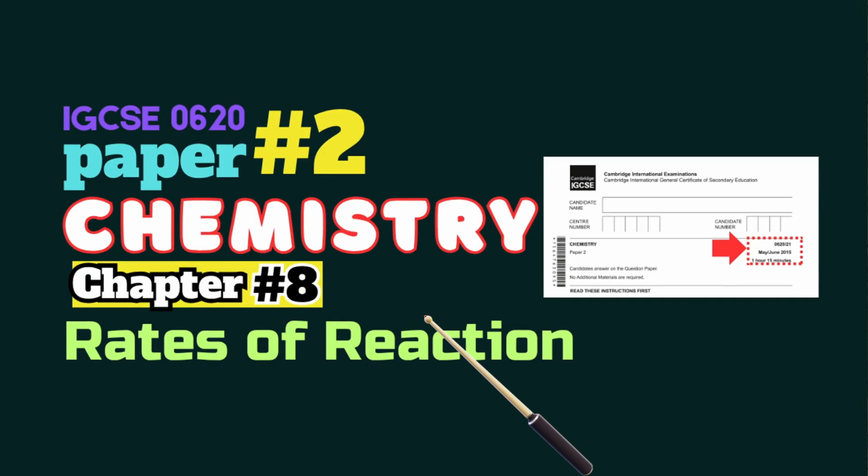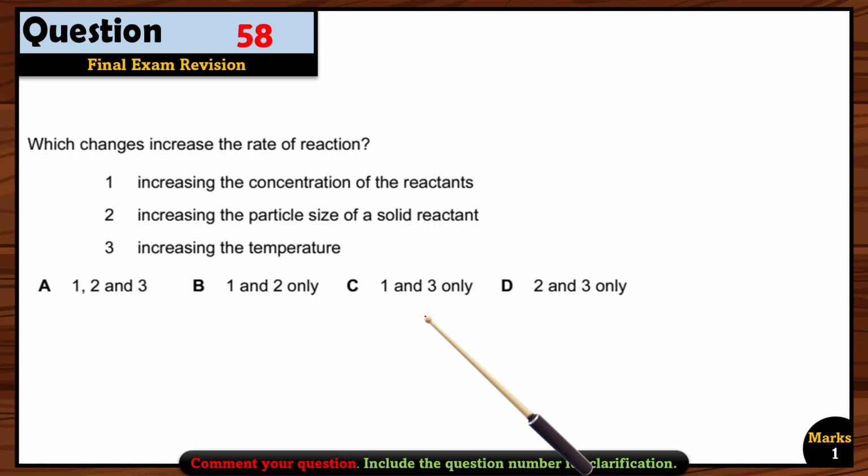Now I will cover some of the important questions related to chapter 8 that will must come in the exam, and the usually student do some common mistakes in such questions. Let's see now one by one each question. First question, which changes increase the rate of reaction?